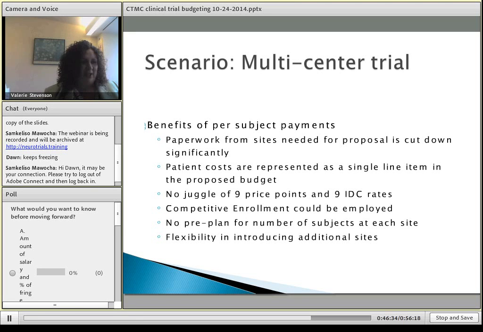Again, the patient costs are in a single line, so you're not breaking them out into multiple forms or multiple categories. You don't have to juggle 9 different price points and 9 different rates. You can just provide one in your agreement for the per subject payments. You just have 1 flat payment, so you don't have to do all that juggling and figuring. You can use a competitive enrollment. So if one site is enrolling like gangbusters and one site's not, then you're okay because you're budgeted appropriately. And if you have a site that the investigator moves and they just feel they can't do the study anymore, you could bring on another site to pick up.